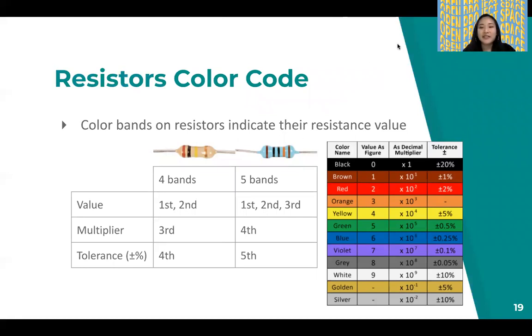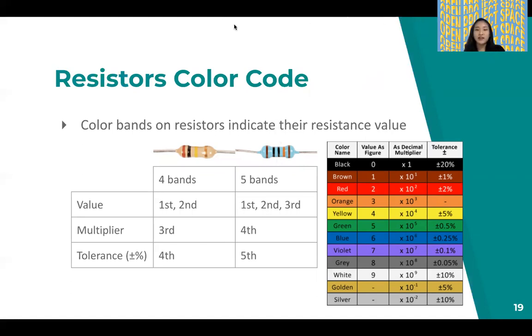So resistors are components with resistance, right? They have different resistance values, and these resistance values are represented with color bands on the resistor. If you have seen this before, you might know already, but the first and second band, or the third band if you have 5 bands, represent the value, and then the second to the last band represents the multiplier, and the last band represents tolerance.